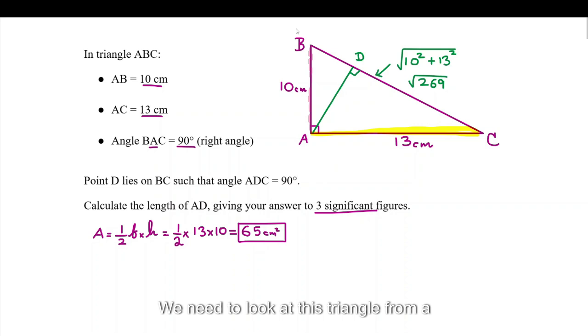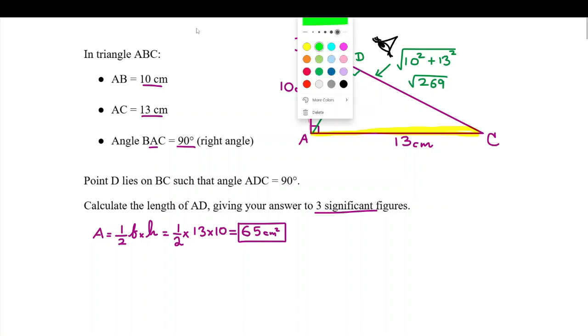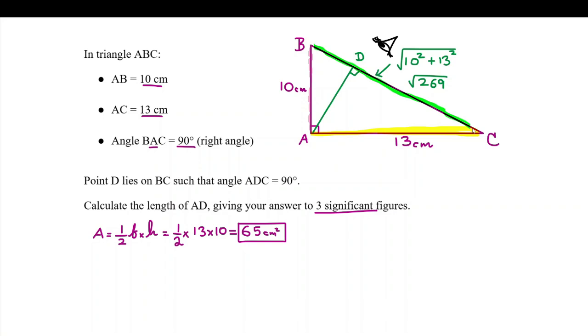We need to look at this triangle from a different perspective. Now, let's try and look at this triangle from this side. Here's an eye looking at this triangle. This is the base. The base now is BC. BC is the base. Yeah. Now, what's the perpendicular height? Perpendicular height is this one here, which is what I'm trying to find. This is the perpendicular height, and that's what I'm trying to find.